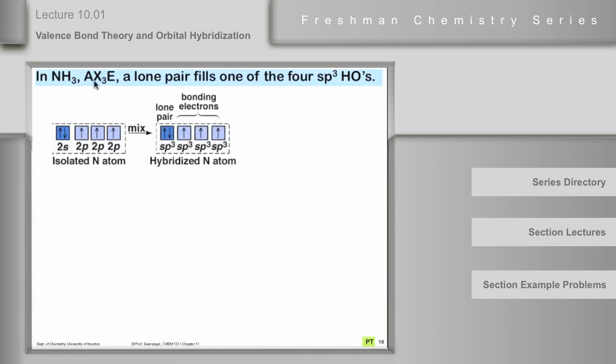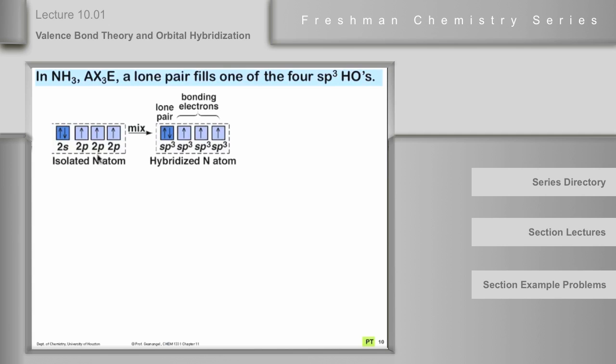Something else that does, of course, is ammonia. AX3E is the shape class for ammonia. And an isolated nitrogen atom would have the electron configuration shown here, 2s2, 2p3. And that would not work to form ammonia, because what would be the bond angle between any two of these 2p atomic orbitals? Anybody remember?